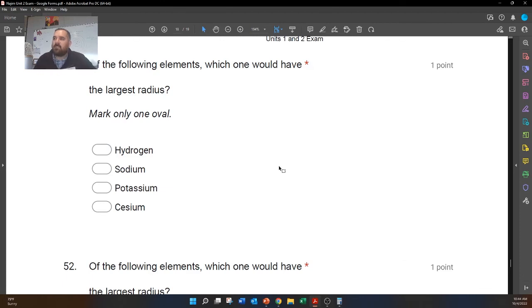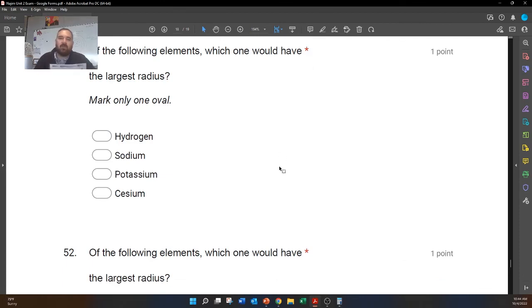Of the following elements, which one has the largest radius? That's going to be the one farthest away from fluorine, the one closest to francium, which is going to be cesium. So cesium is just above francium. It's a very large element.